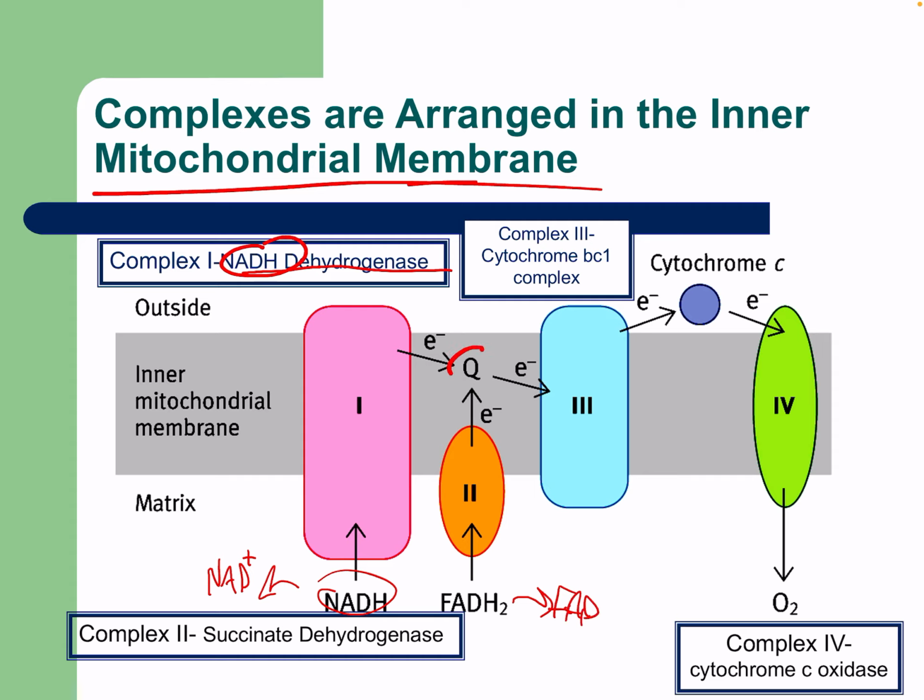Again, here we have coenzyme Q carrying electrons from complexes 1 and 2. So 1 from NADH and 2 from FADH2. But also some are transferred from 1 to 2. And then coenzyme Q carries to complex 3. In complex 3, electrons are carried through cytochrome C to complex 4. And again, complex 4 is cytochrome C oxidase. Complex 3, cytochrome BC1 complex. And complex 2, succinate dehydrogenase.